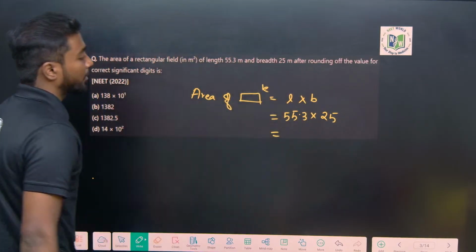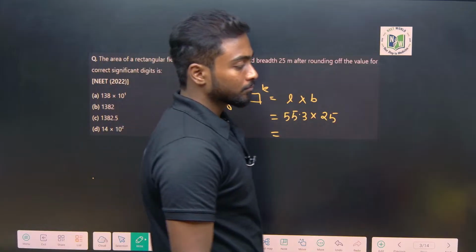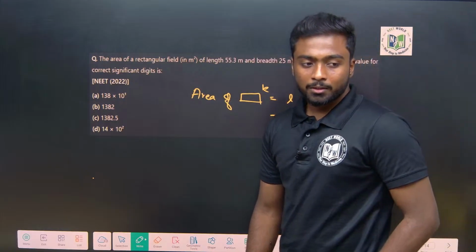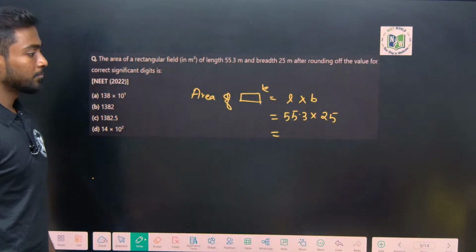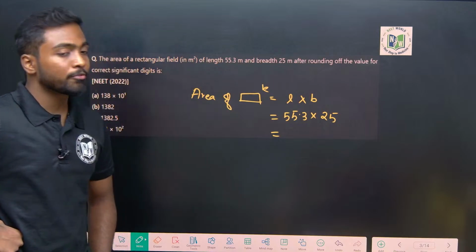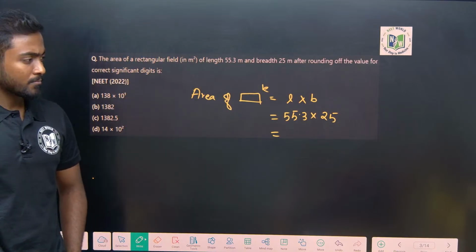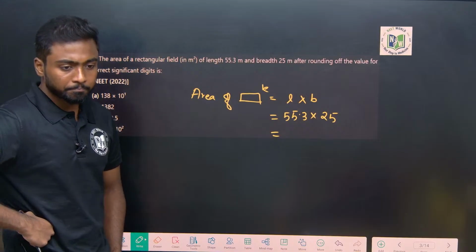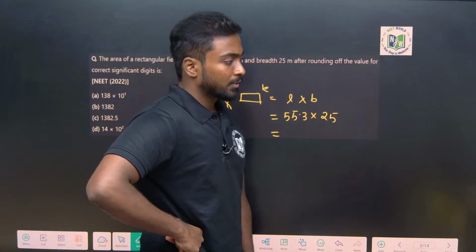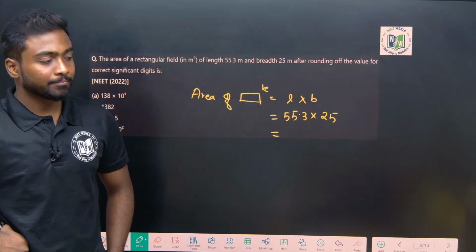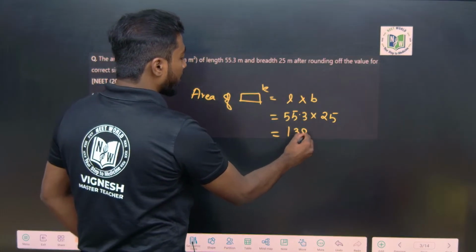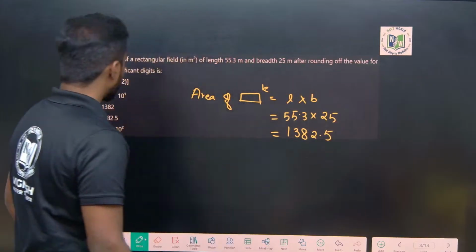So what is the final answer here? What is the final answer? 55.3 into 25. The answer I am getting is 1382.5.